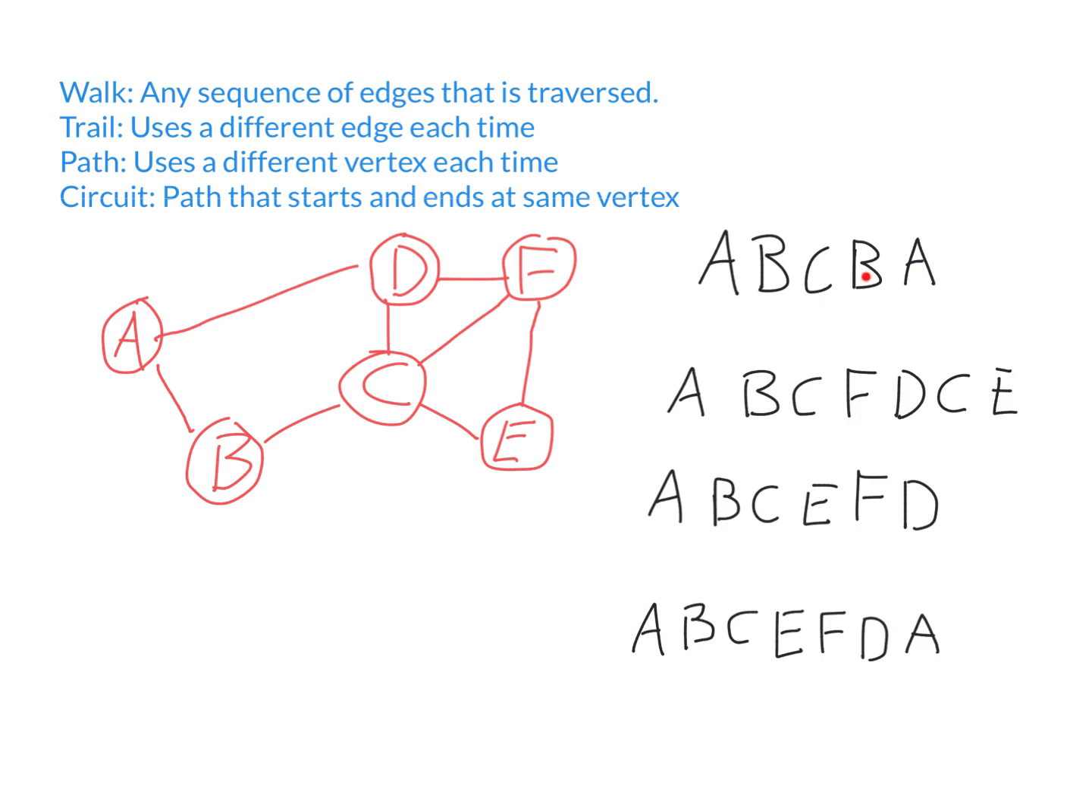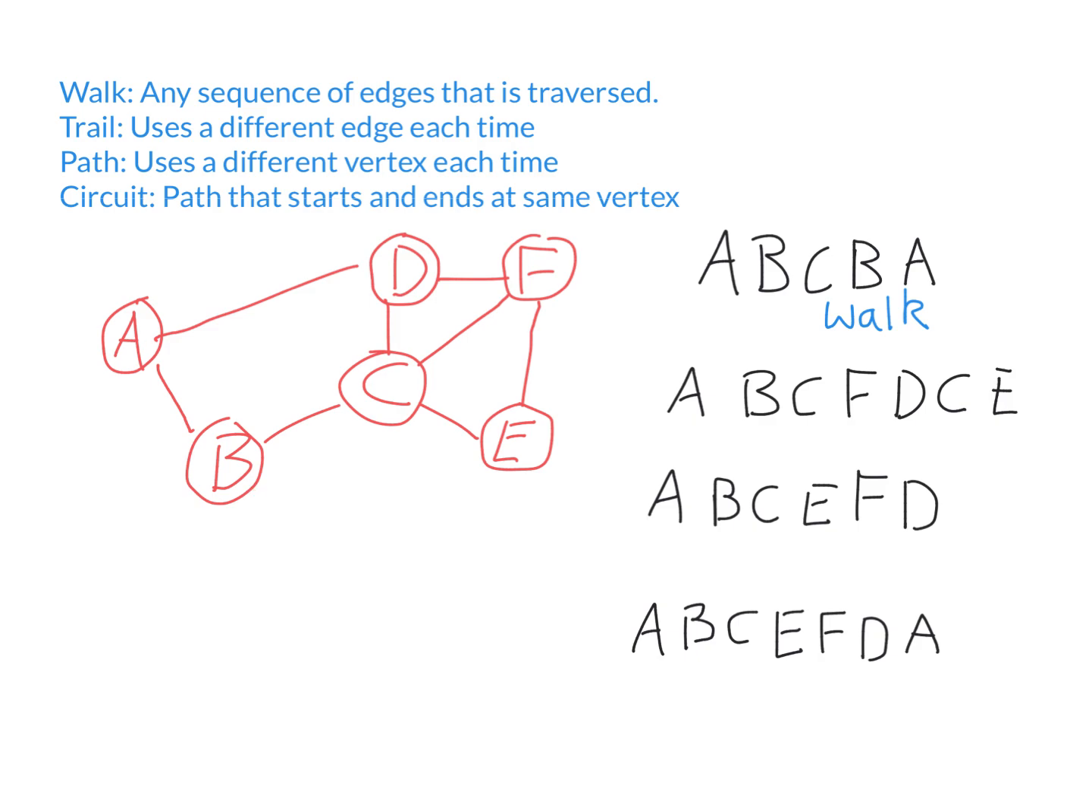So A, B, C, B, A. This is how we define a journey. We go A to B to C, back to B, and to A. So this is an example of a walk. It is not a trail because we went along these edges more than once. It's not a path because we visited vertex B and also vertex A more than once.